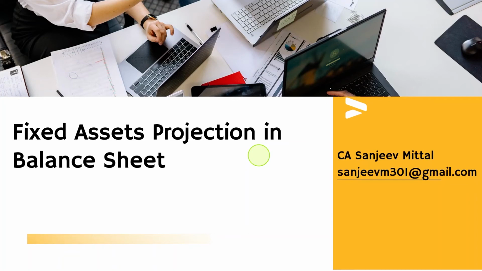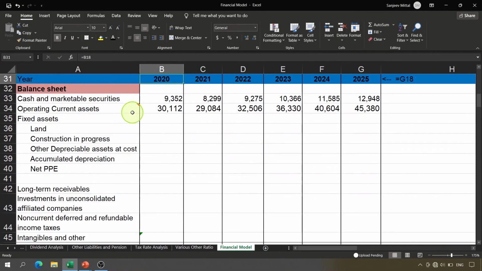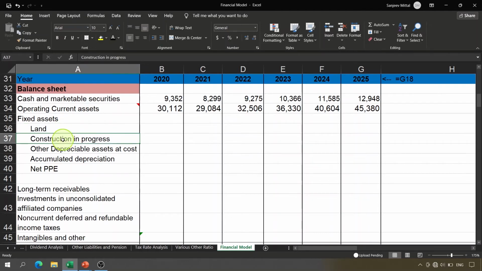Let's try to project our fixed assets inside our balance sheet. For that purpose, we shall go to our Excel sheet, and inside it, you can see that fixed assets have been shown in three different categories. One is land, another is construction in progress, and the other is other depreciable assets. So we have bifurcated all our fixed assets into these three categories.